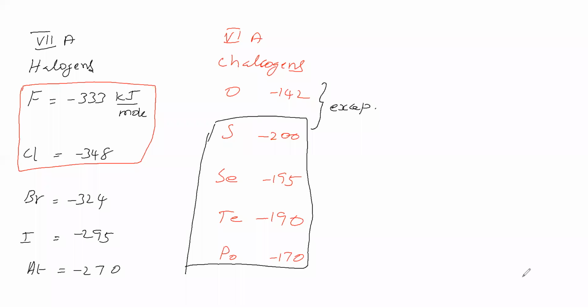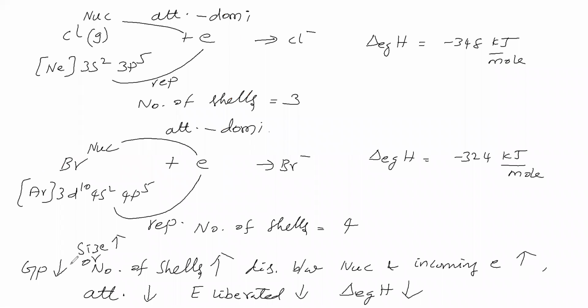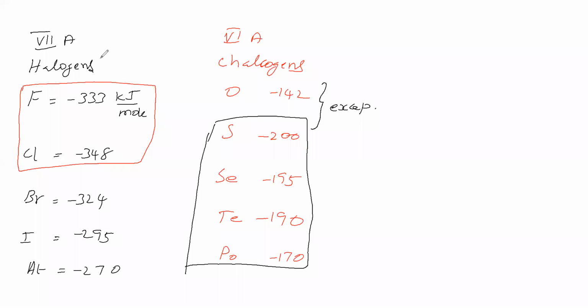So what is the conclusion? Down the group, as size increases, electron gain enthalpy decreases. It is a conclusion. In that case, some exceptions are there. What are the exceptions? Fluorine to chlorine is an exception, and in the 6th family, oxygen to sulfur is an exception.